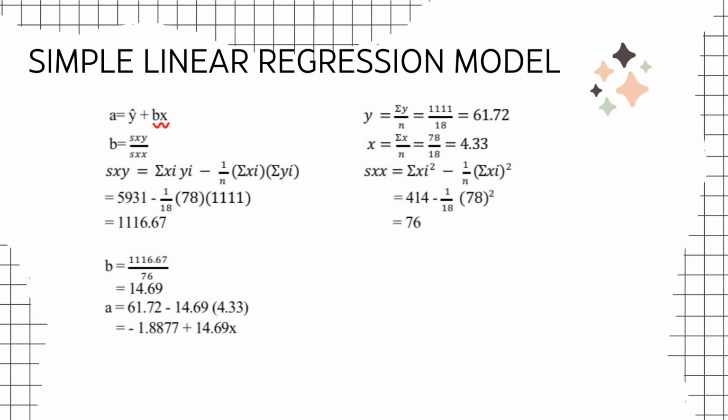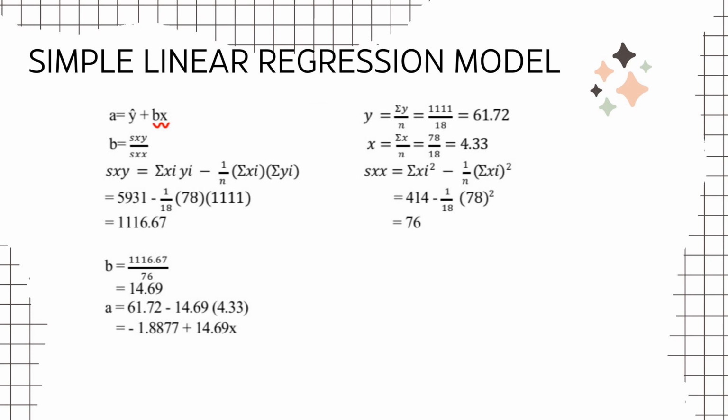Then we move to Sxx. What is Sxx? The Sxx formula is sum of x squared minus 1 over n times the square of sum of x. Then we will get the answer for Sxx as 78.54.